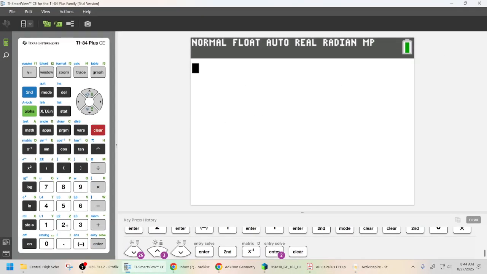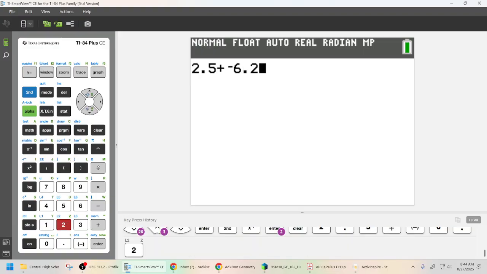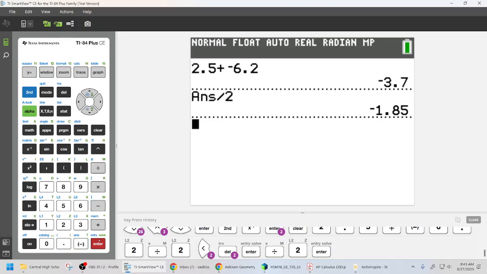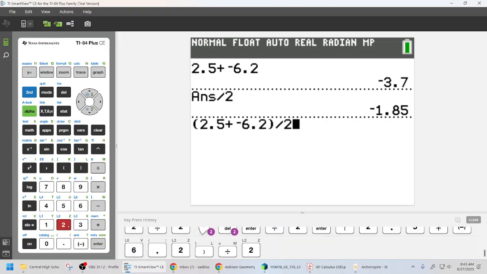I will caution you, don't put just divided by 2. Why not? Yeah, like PEMDAS says, go ahead and divide this first and then add it to 2.5. So that's not the correct order of operations. But you could punch this in, enter, and then say divided by 2. That's okay. Or you could do parentheses, 2.5 plus -6.2, parentheses, and then divided by 2. Just be careful that you're getting the correct order of operations.